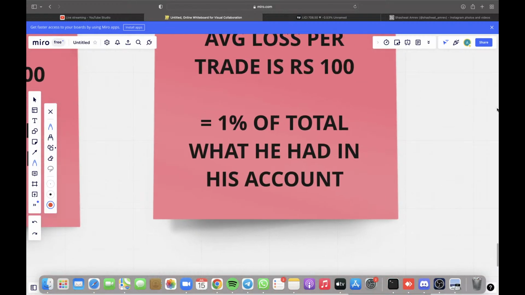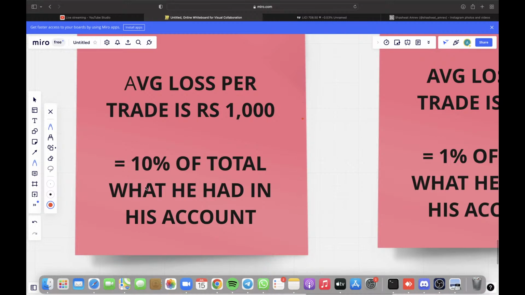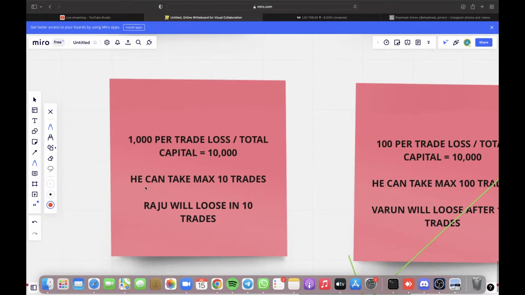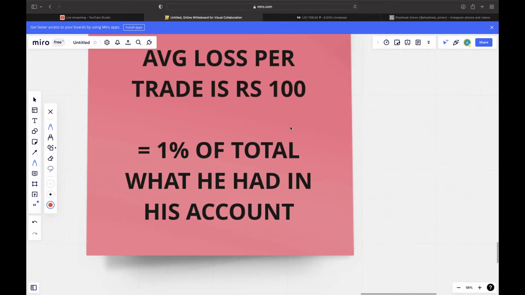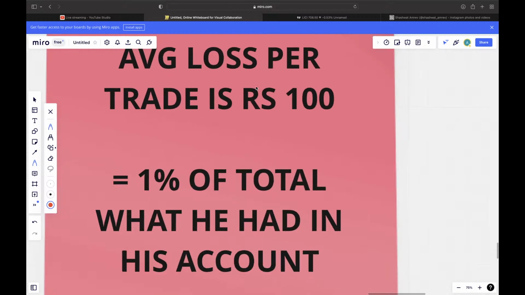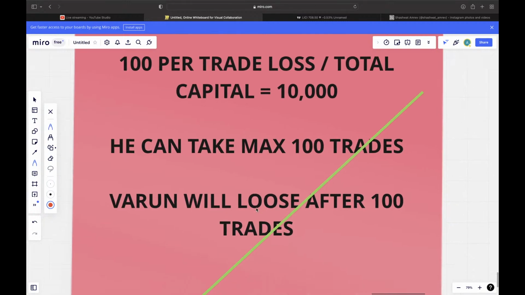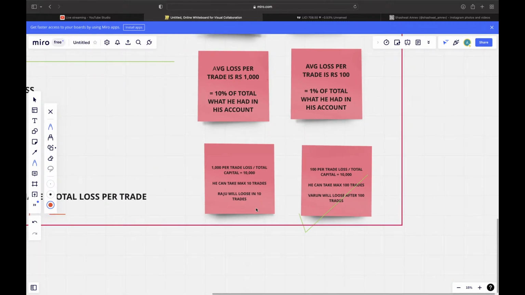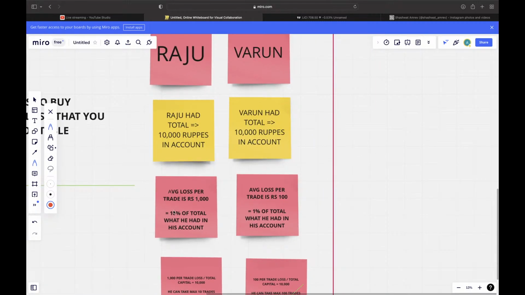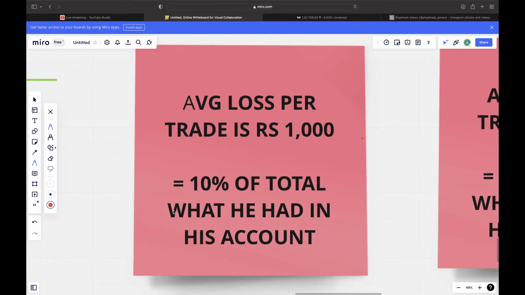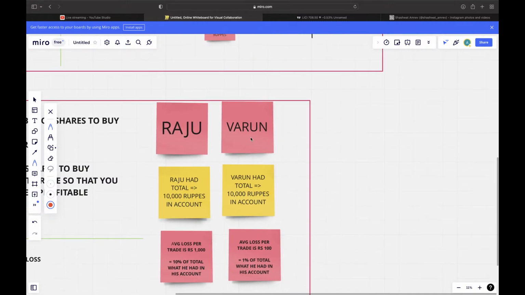Again I'll explain. This guy, Raju, used to lose 1,000 per trade, 10%. So he can take only 10 trades through the maths we did. But over here, this guy used to lose 1% at a time, 100 rupees. So he can take more trades, he can take 100 trades. So he will lose after 100. So what is the conclusion? Don't be Raju losing 10% every trade. You can only trade 10 times and you will lose everything. Be Varun.